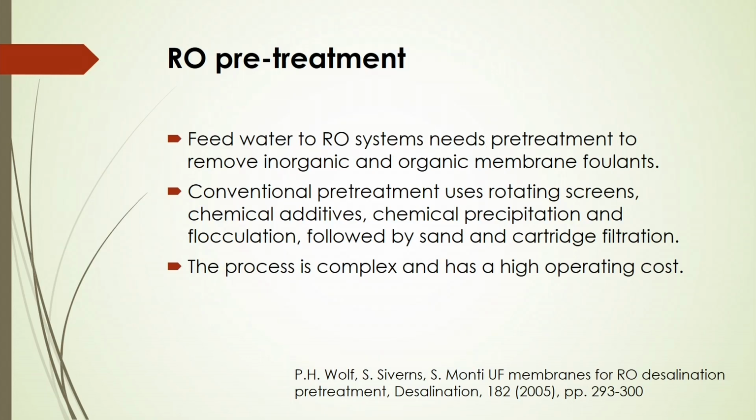So, feed water to reverse osmosis systems sometimes needs pre-treatment to remove inorganic and organic membrane foulants. Conventional pre-treatment sometimes uses rotating screens, chemical additives, chemical precipitation and flocculation, followed by sand and cartridge filtration. The process is complex and has a high operating cost. So, that is why the reverse osmosis process is coming to replace those mechanical-based separations like rotating screens, chemical additives, and all those things.